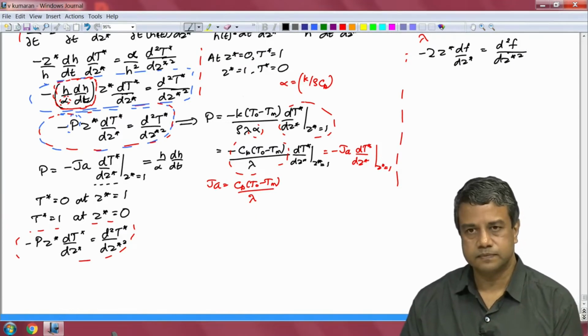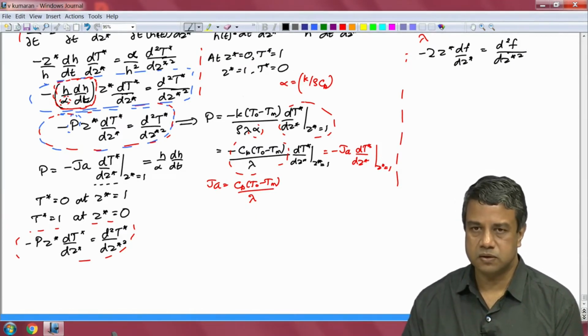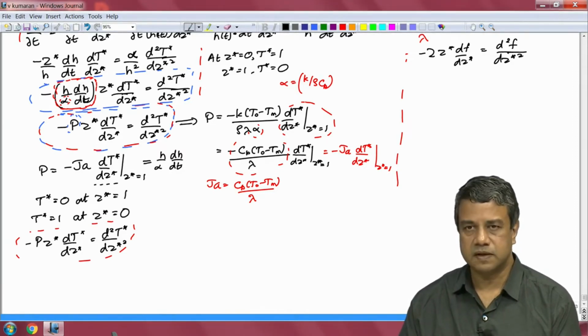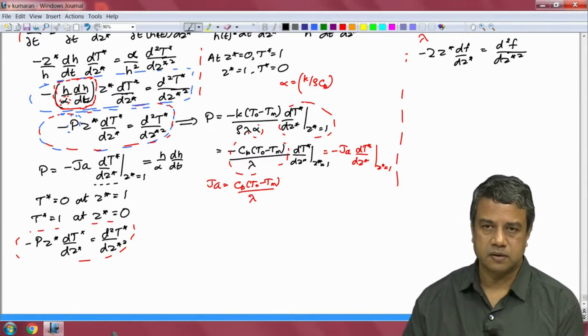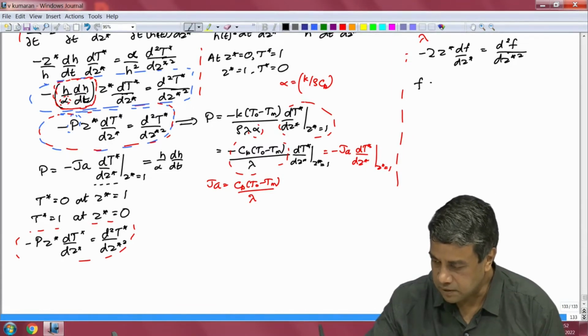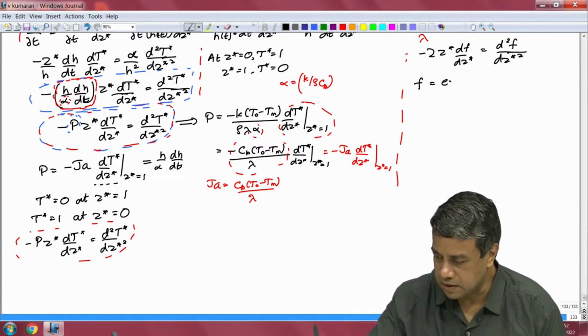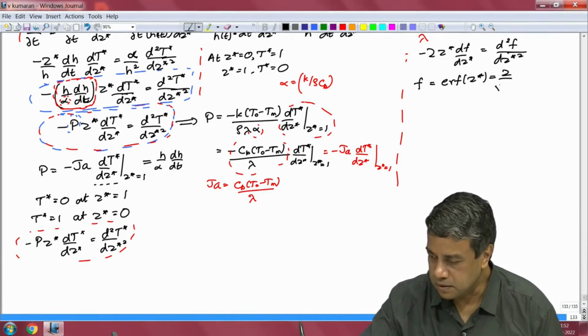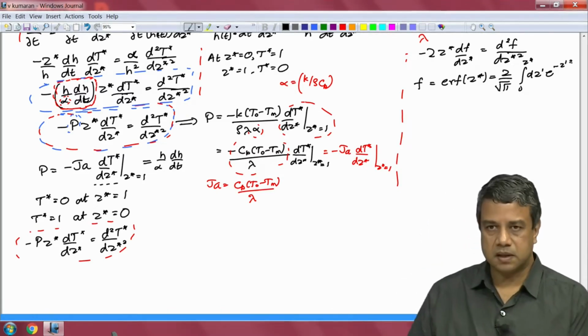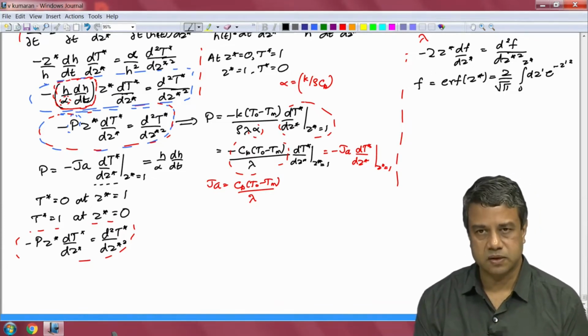That is the equation. It is a second order differential equation, so there are two solutions for this. One of them is obviously a constant, because if you just substitute a constant, both the left and the right sides are 0. The second solution is the error function of z, equal to 2 by root pi integral 0 to z dz prime e power minus z prime square. That is the error function solution, the second solution to the equation.